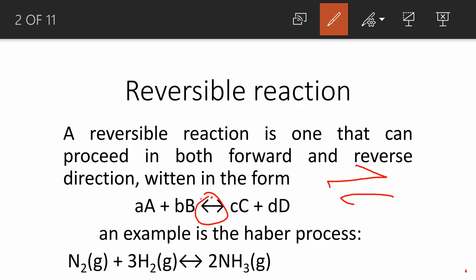An example is the Haber process, where you have nitrogen gas combining with hydrogen gas to give us ammonia gas. It is an example of a reversible reaction. Nitrogen gas reacts with hydrogen gas to give us ammonia. In the same way, ammonia can dissociate to give us back nitrogen and hydrogen.